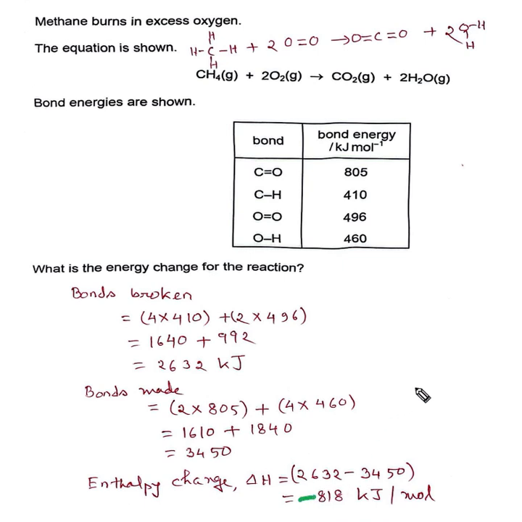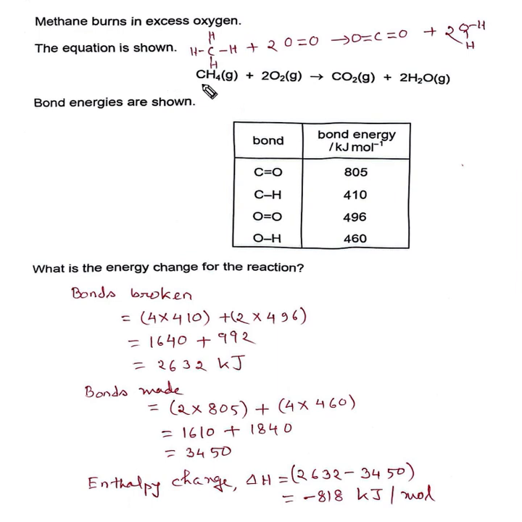As the delta H value is negative, this is an exothermic reaction. And you know what an exothermic reaction is? An exothermic reaction is a reaction in which heat energy is given out, and for this reaction the delta H value is negative. So minus 818 kilojoule per mole is the answer for this delta H enthalpy change.